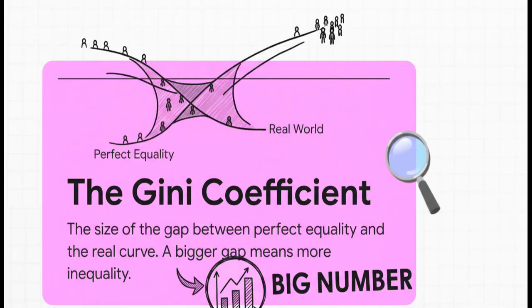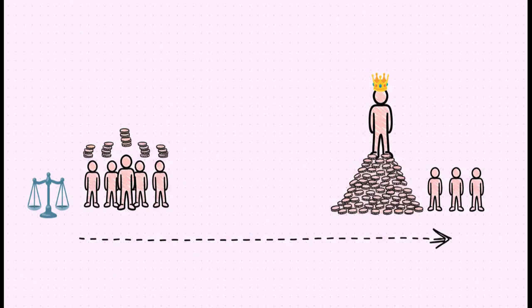And here is the magic trick. The Gini coefficient is simply a measure of that gap. That's it. It's a number that tells you how much that real-world curve sags away from the line of perfect equality. The bigger the gap, the bigger the Gini number, and the more unequal that society is. So simple, so elegant. The whole thing works on a super simple scale, 0 to 1.